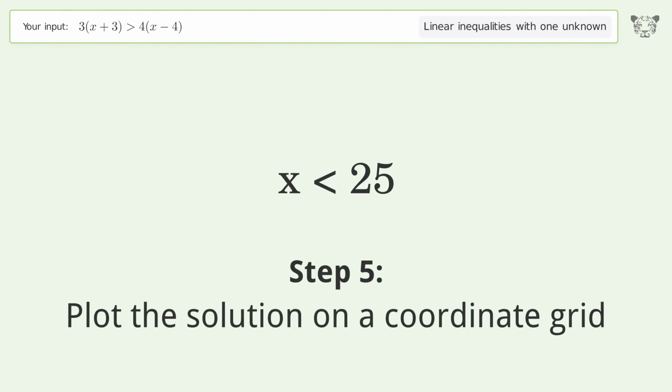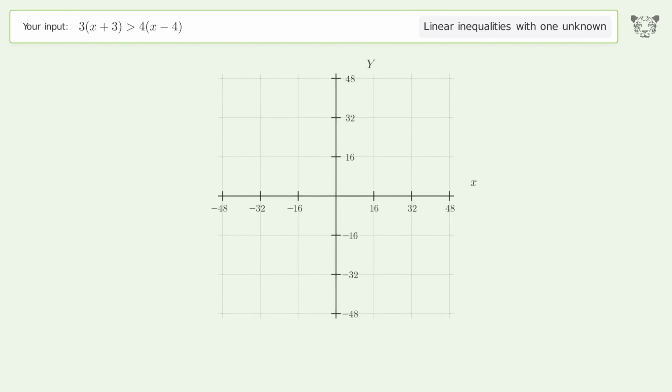Plot the solution on a coordinate grid. And so the final result is x smaller than 25.